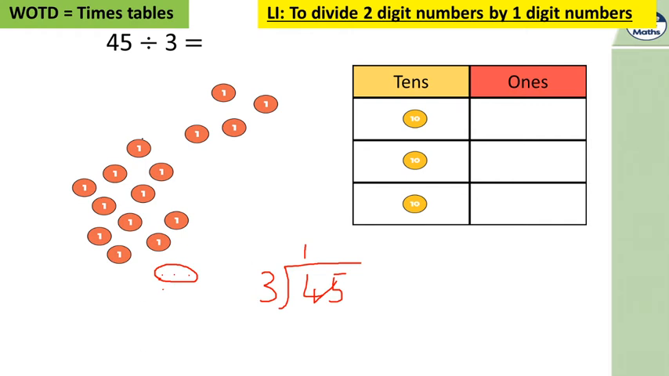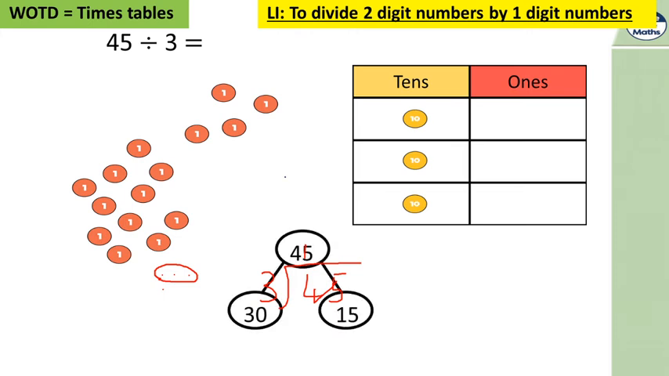Got that. So we've exchanged our 110 for 10 ones because you can't make that into a group of 3. So we're going to put it into ones just to see what we can do. So now we have 10 plus the 5 original ones that we had. So we have 15 ones altogether, and then we've got to put them into 3 equal groups.